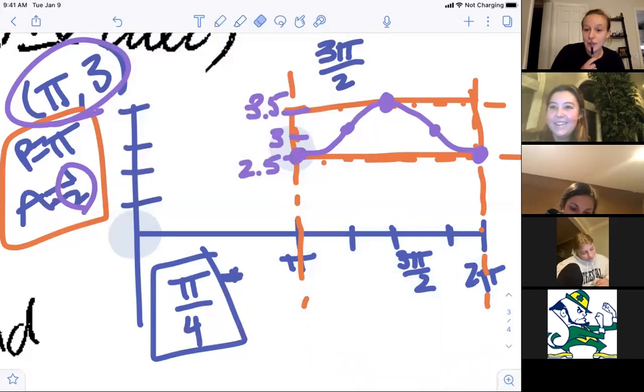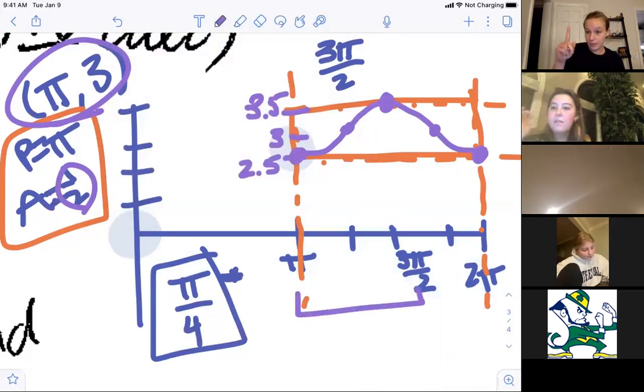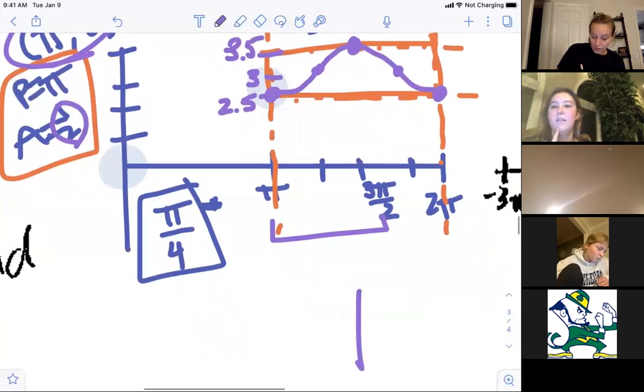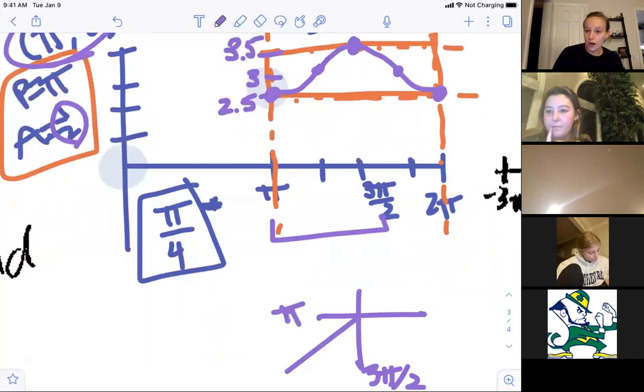Are you okay with the 3 pi over 2? Yes. Okay, that's somewhere. What we're essentially doing is now exactly half between pi and 3 pi over 2. You can even think of it like on our unit circle. So if pi is here and 3 pi over 2 is here, exactly half of that is the pi over 4 in that region.